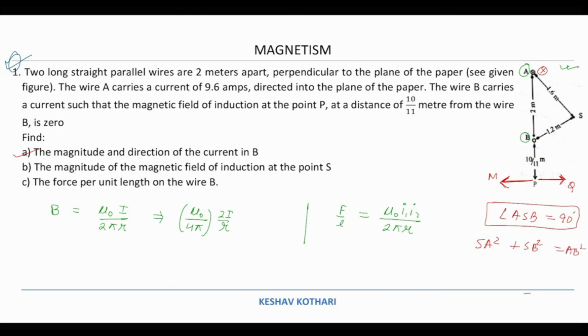If we calculate the magnetic field due to A at S, it will be directed from S to B, like this. It is the magnetic field due to A, so I am writing it as BSA, the magnetic field at point S due to A. And the magnetic field due to B at S will be directed from S to A. Both directions are determined using Maxwell's right hand rule. So I am writing it as BSB, the magnetic field at S due to B. These two are perpendicular to each other.